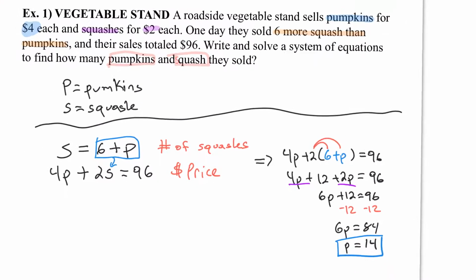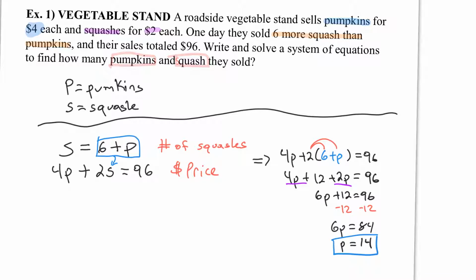Now, let's use common sense. We know that p, pumpkins, they sold that day is 14. Squashes, what do we know? It's 6 more than pumpkins. So using common sense, s will be 20. 14 plus 6 is 20.